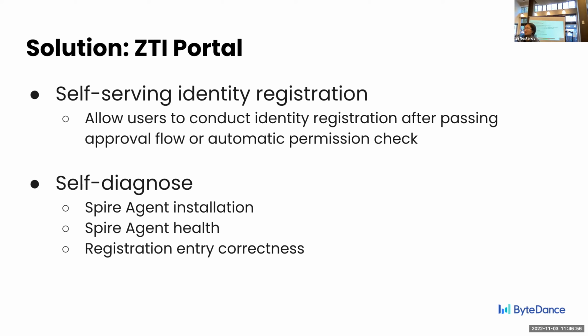One is self-serve identity registration, which allows users to conduct identity registration with more automation. They may pass through some approval flow with their leaders or something, and then they can just get the identity through some automatic permission. We will check, oh, this user owns this identity, so it's allowed to fill in its own identity registration entry.